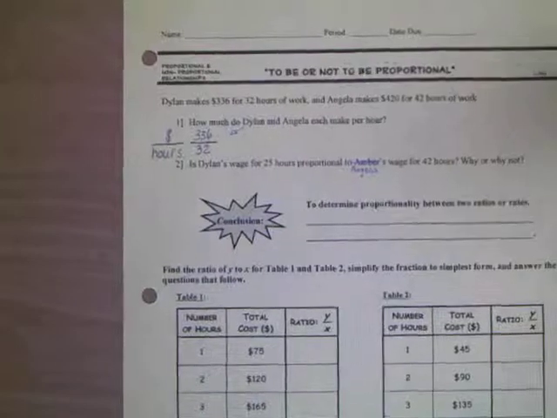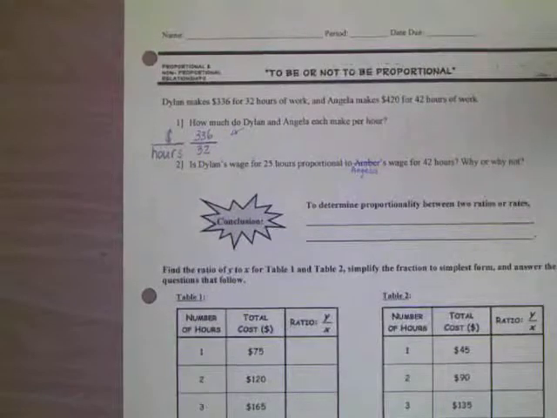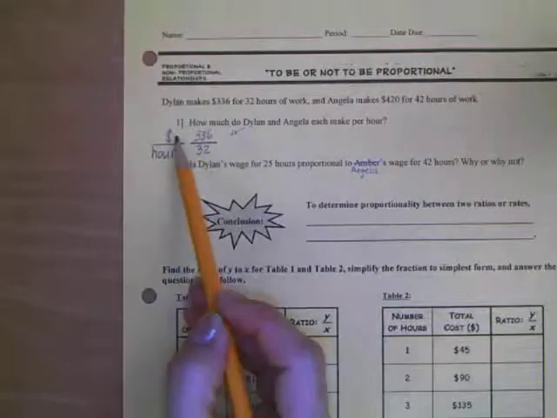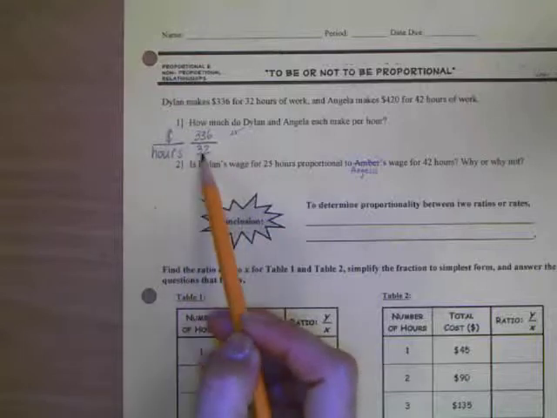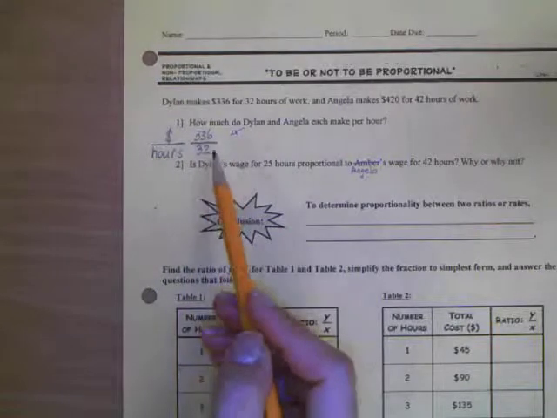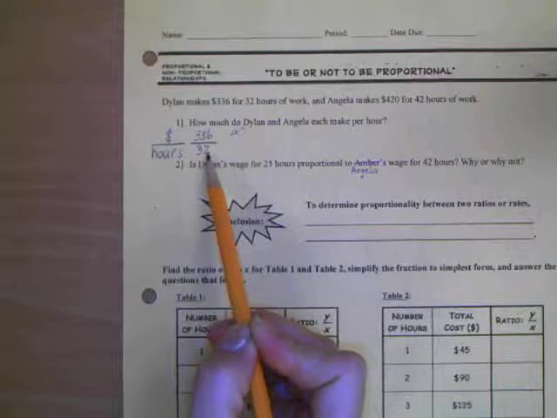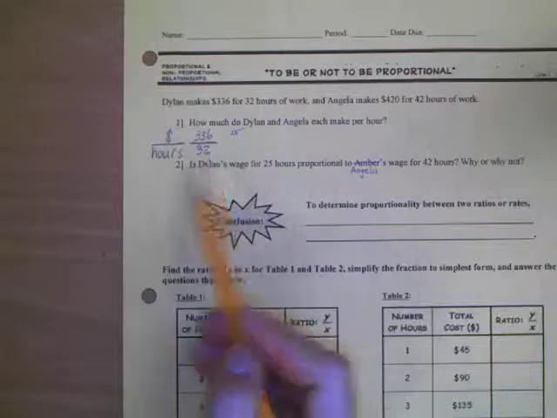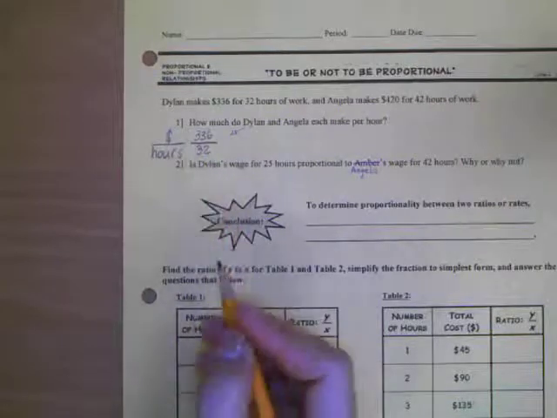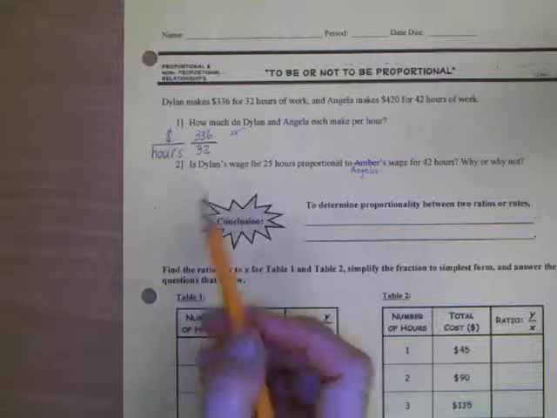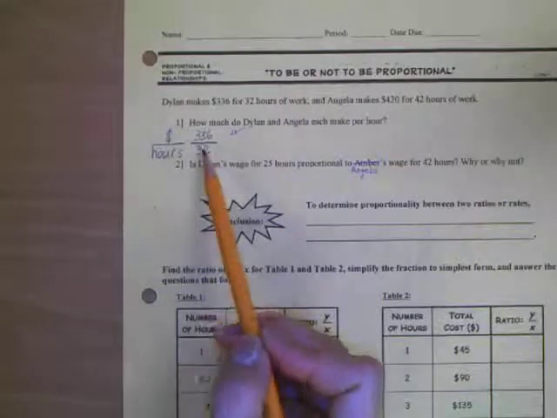Okay, so Dylan makes $336 for 32 hours of work. We put the dollar amounts on top and the hours that he worked on the bottom. If he worked 32 hours at $10 an hour, it would be $320. So we already know that he makes more than $10 an hour. Is there something that we can do? So we would have to divide.